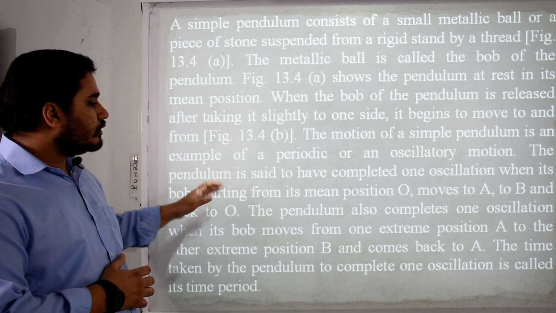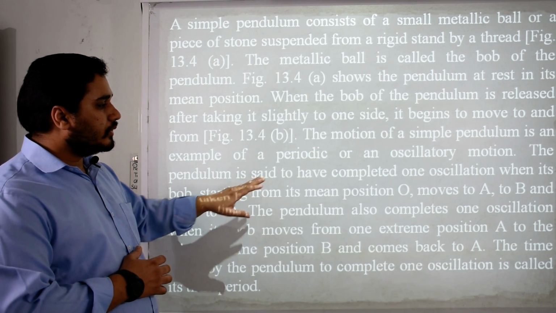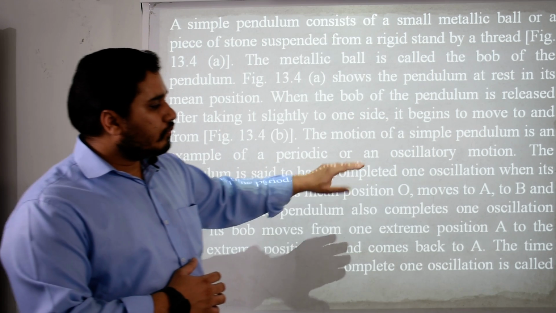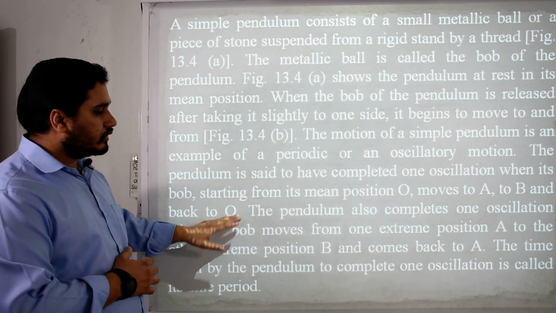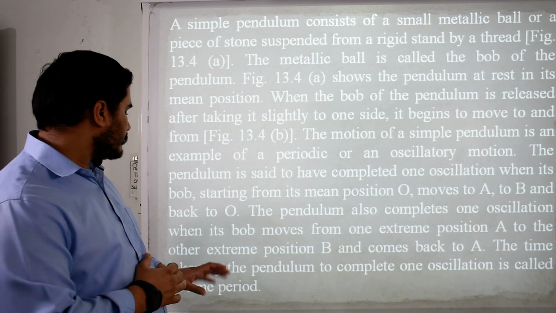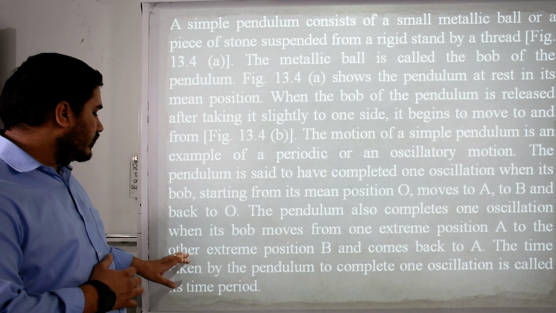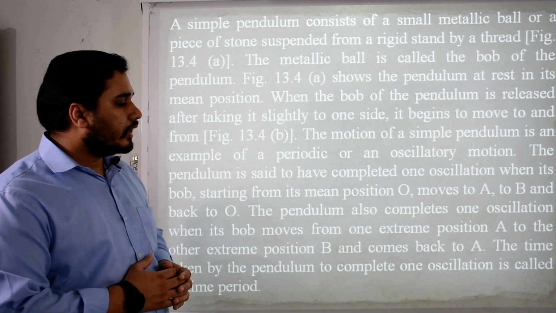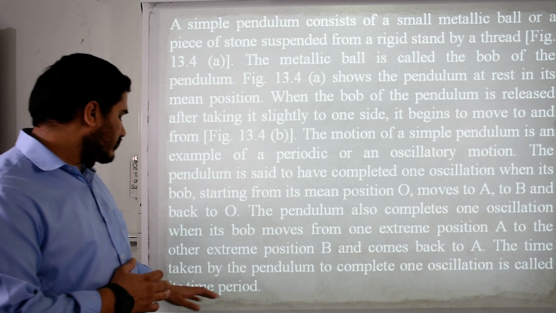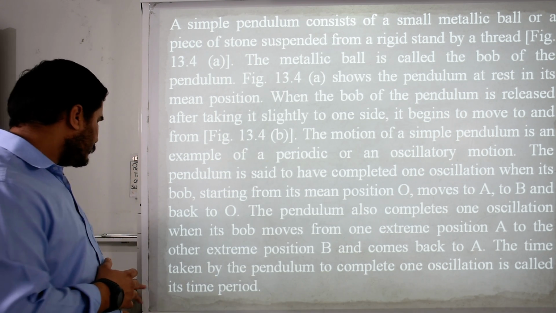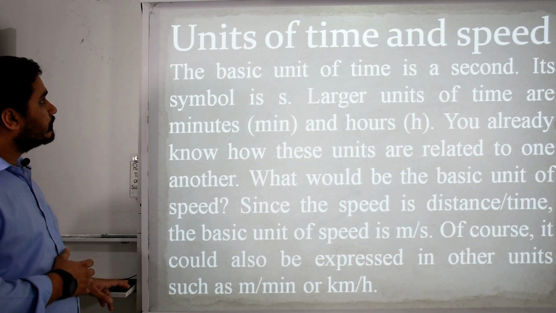The pendulum is said to have completed one oscillation when its bob, starting from its mean position O, moves to A, to B and again back to the O position. The pendulum also completes one oscillation when its bob moves from one extreme position A to the other extreme position B and comes back to A. The time taken by the pendulum to complete one oscillation is called its time period. It can be decreased and increased by changing the length of the thread.